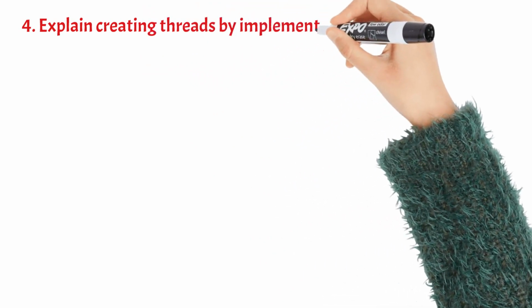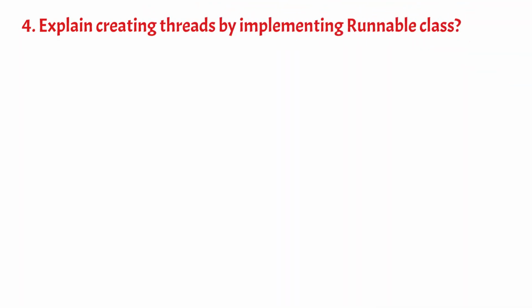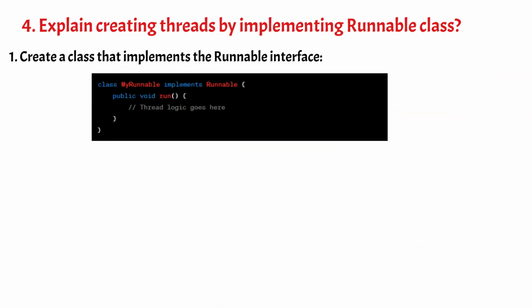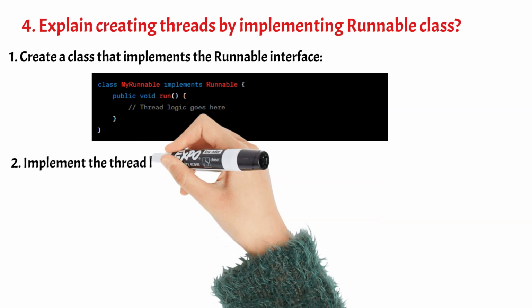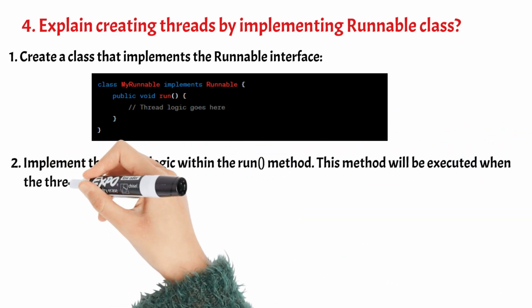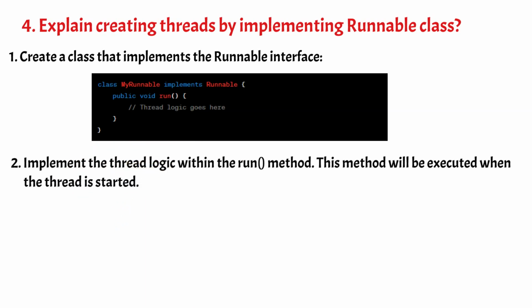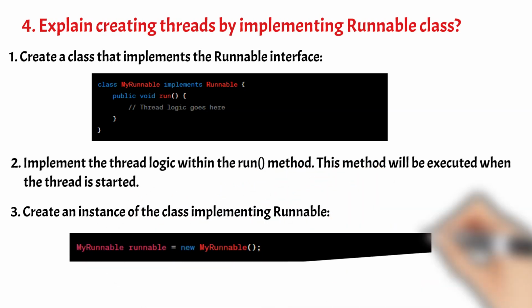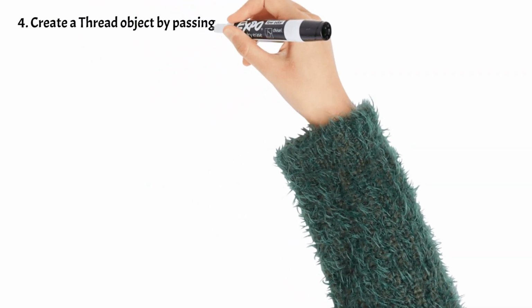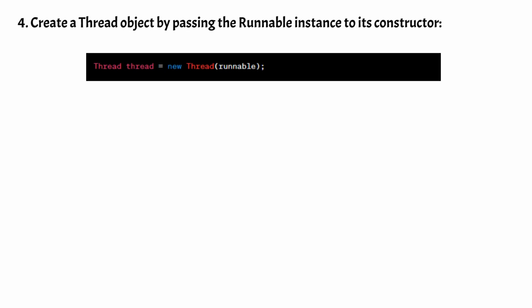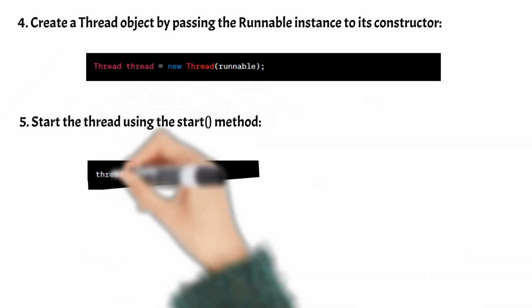4. Explain creating threads by implementing Runnable class. 1. Create a class that implements the Runnable interface. 2. Implement the thread logic within the run method. This method will be executed when the thread is started. 3. Create an instance of the class implementing Runnable. 4. Create a thread object by passing the Runnable instance to its constructor. 5. Start the thread using the start method.